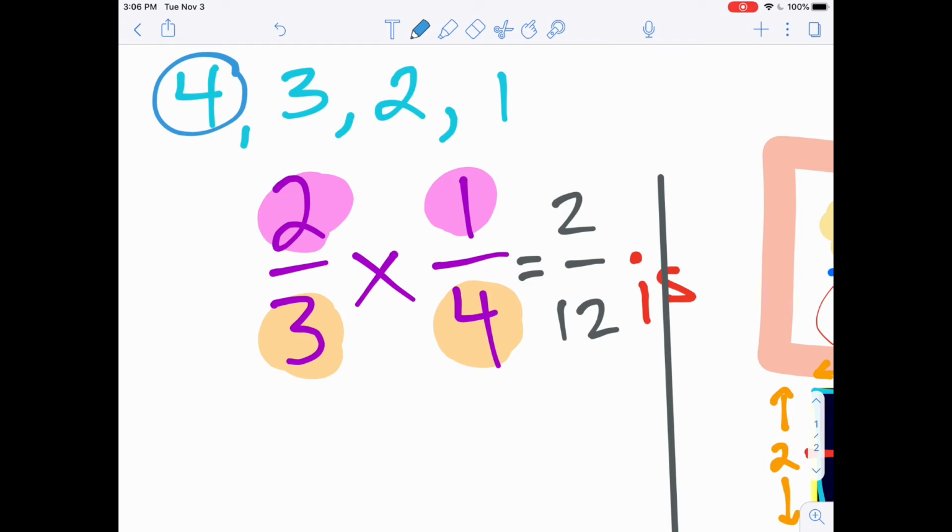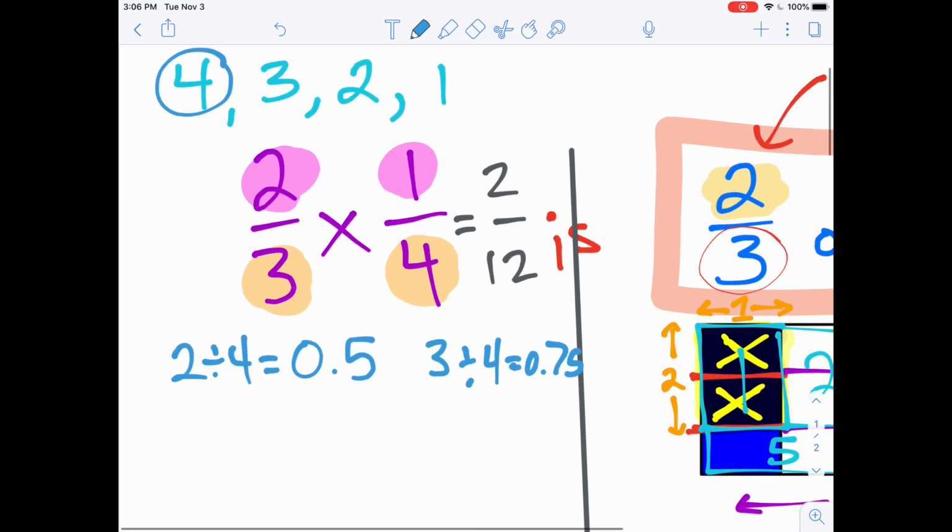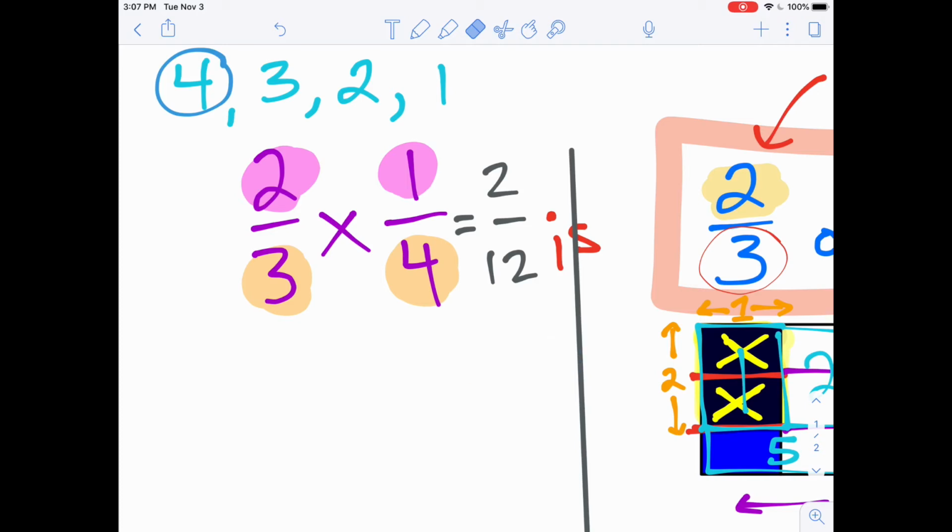I can divide 4 by 4 because 4 times 1 is 4. But 2 divided by 4 is a decimal. 3 divided by 4 is a decimal. And 1 divided by 4 is also a decimal. So that doesn't work. I am looking for numbers that when I divide, I get a whole number answer. I can't divide any of the other numbers, 1, 2, or 3, by 4 and get a whole number answer. So 4 doesn't work. So now I'm going to try to use 3.